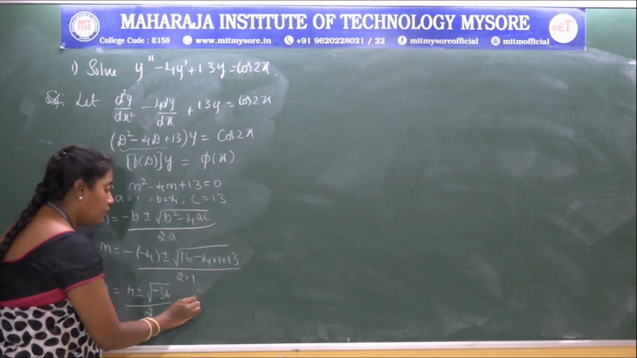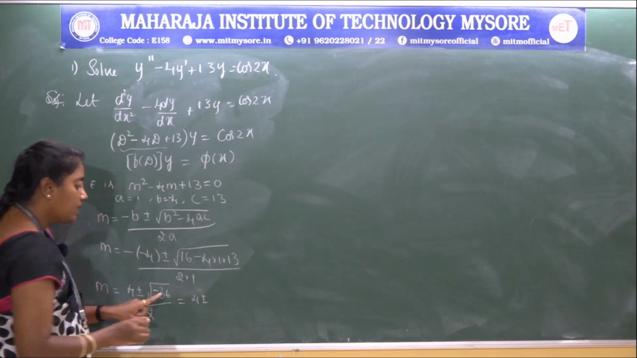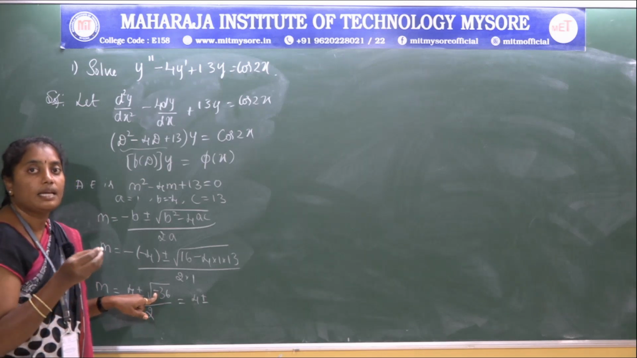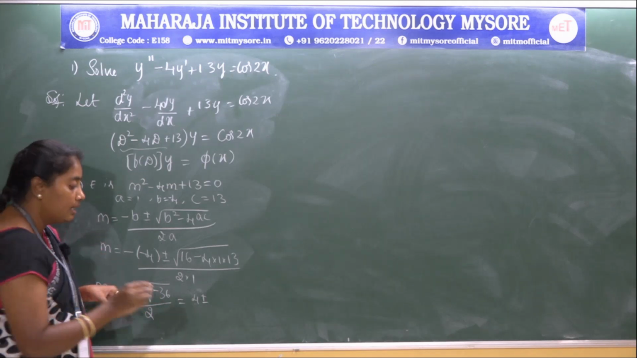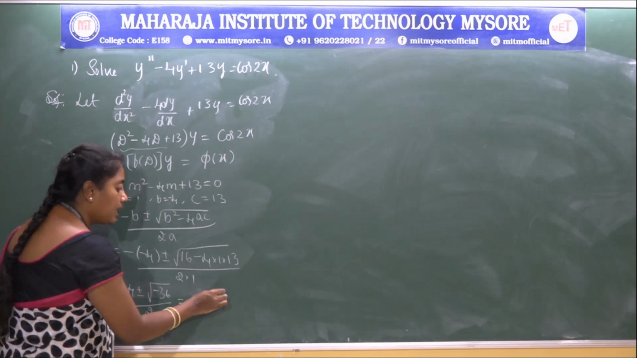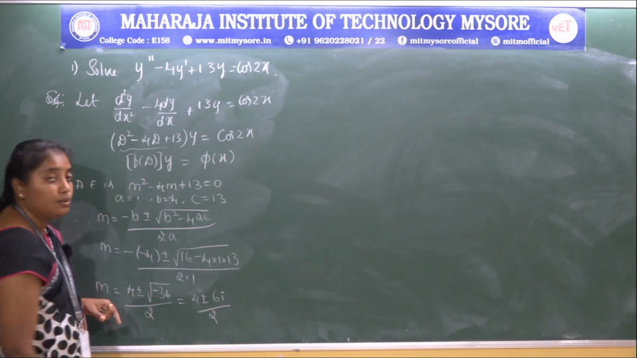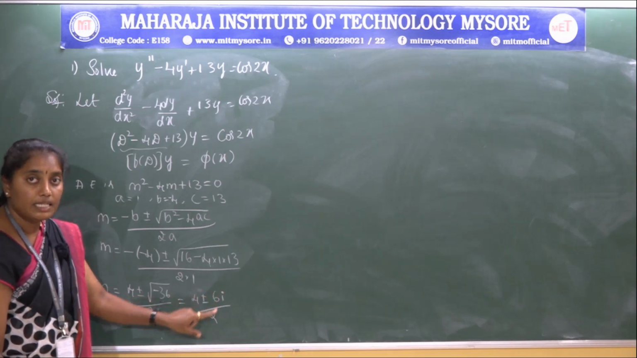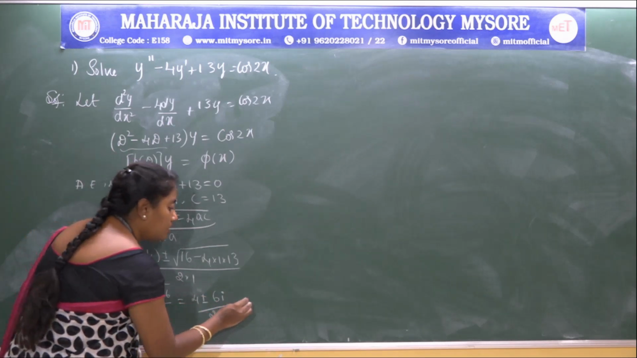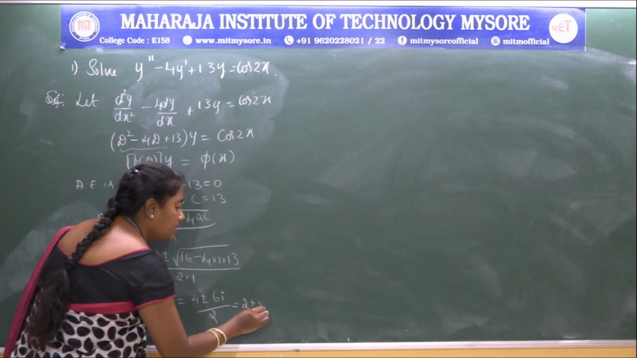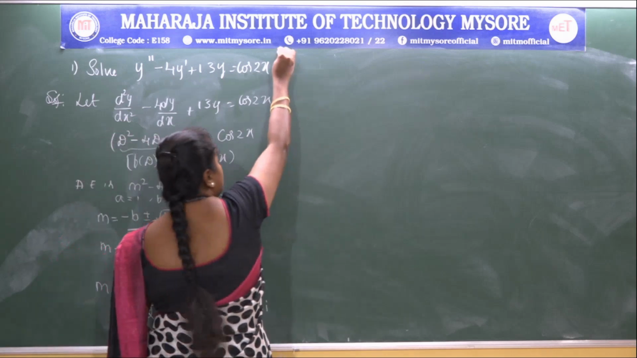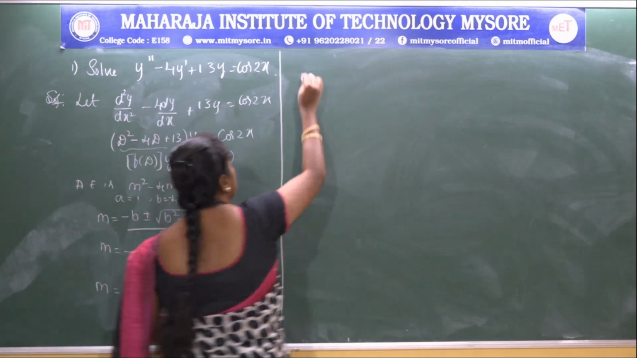Simplifying again, 4 plus or minus root 36, which is 6, and root of -1 is a complex term, that is i, so 6i divided by 2. Again simplifying this, 4 by 2 is 2, 6 by 2 is 3, so 2 plus or minus 3i. So 2 plus or minus 3i is the obtained root.